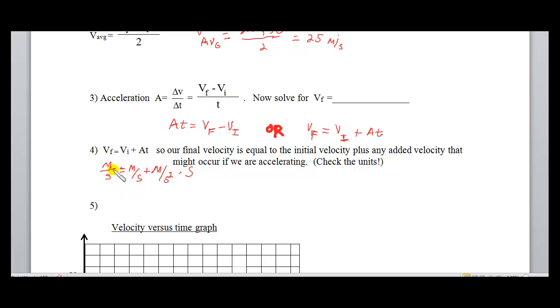Here's our units. Final velocity in MKS units is simply meters per second. The initial velocity is also meters per second. Acceleration is meters per second squared times time, which is seconds. But this second would cancel with this second, and therefore we're left with meters per second. In other words, we really are adding up two velocities. The first velocity, the final velocity that we end up with, equals the initial velocity that we start with in meters per second, and then the added velocity that may result from acceleration if we are indeed accelerating.